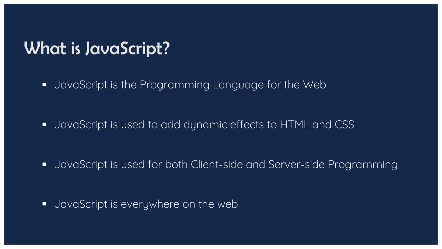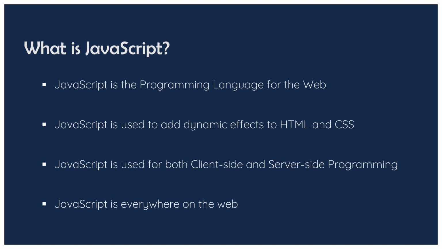JavaScript is the programming language for the web because it is used all over the web. JavaScript is used on the client side and on the server side. On the client side, it is used to add interactivity and dynamicness to your HTML and CSS pages, and on the server side, it can be used to make a backend for your website.